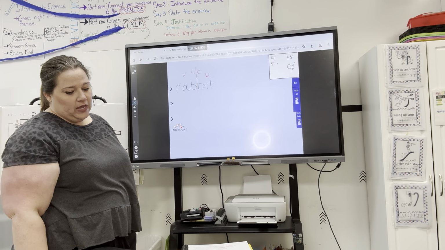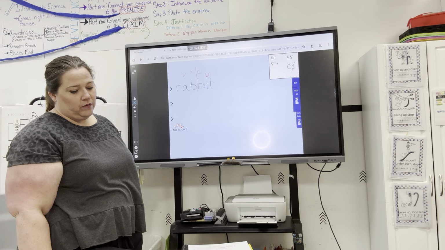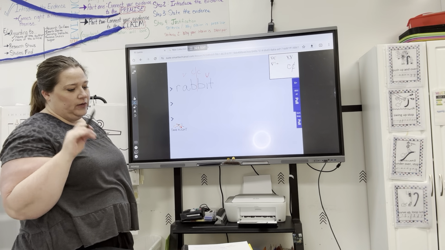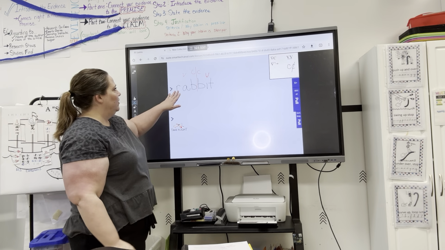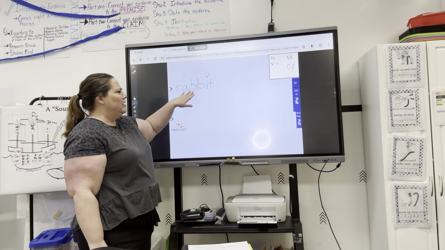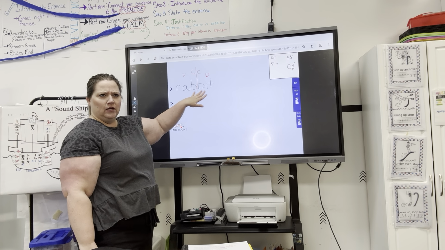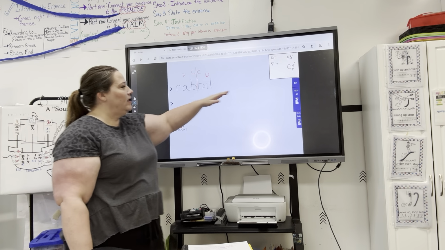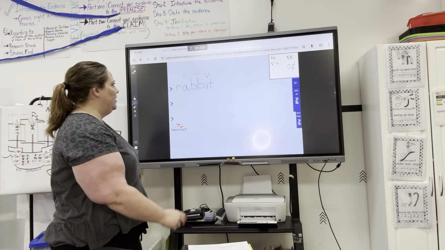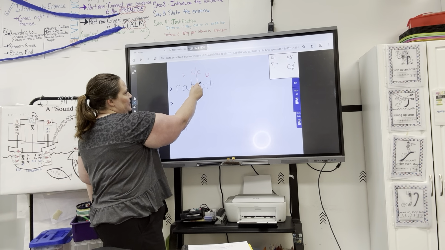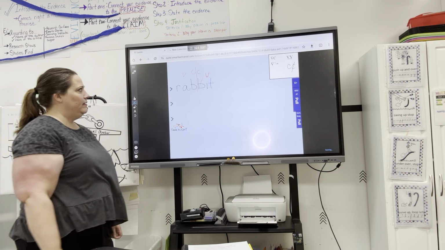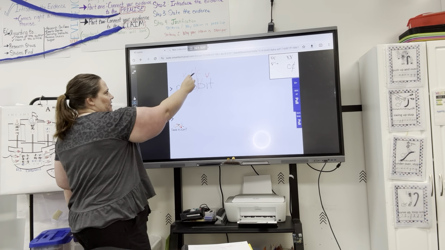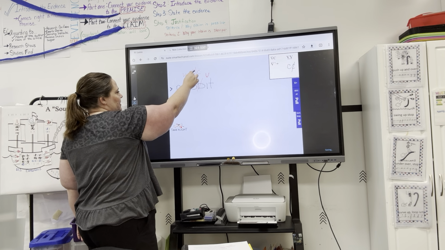Okay? Now we've divided, let's accent this. Rabbit. Now do we say rab-bit? Come here, rabbit. No, because we have a double consonant. We're going to mark the second one out. This consonant is not making a sound. So we have rabbit. Correct. The first syllable is accented, so we're going to write an accent.